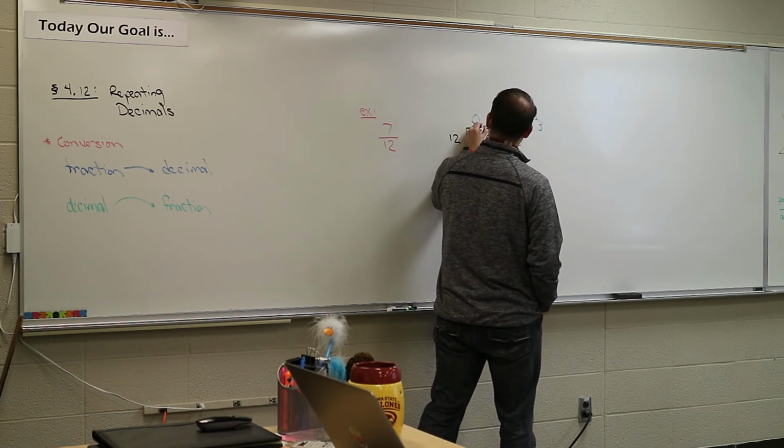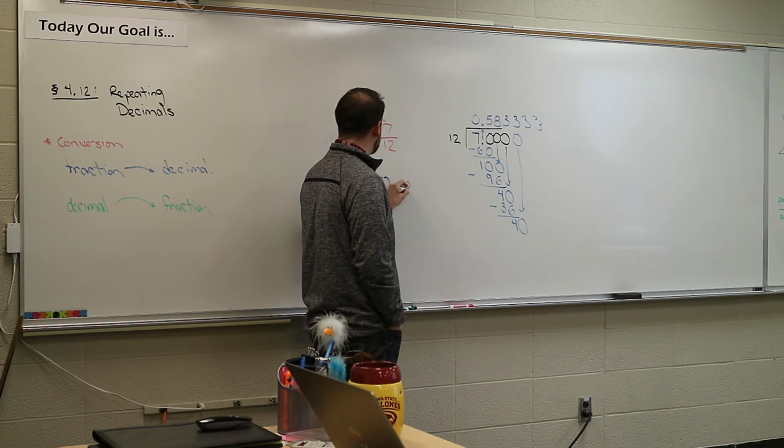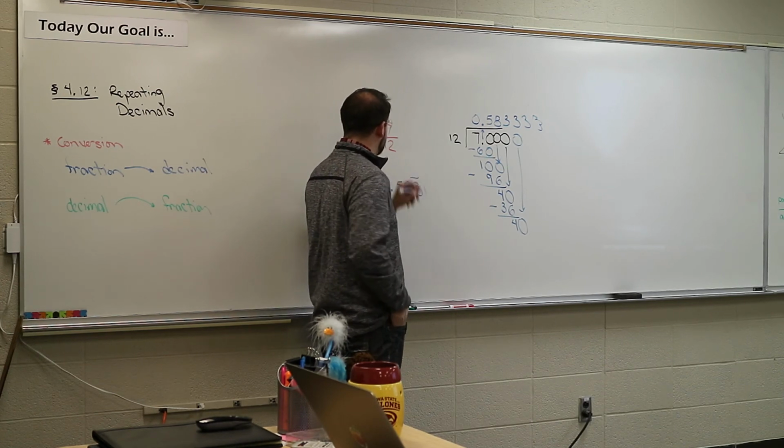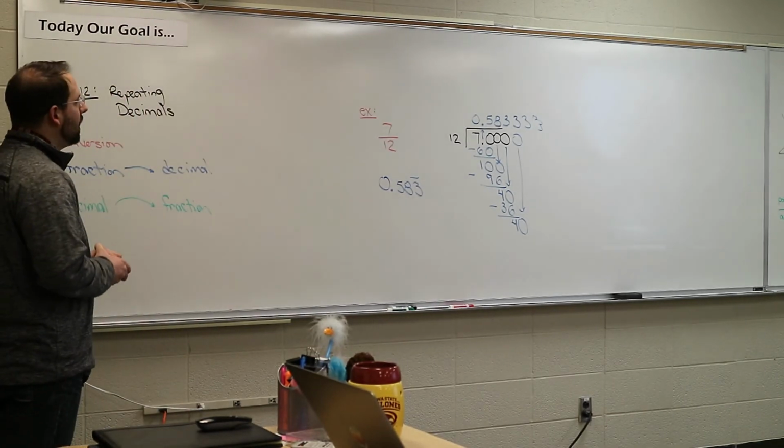This decimal will come straight out. So the answer we're looking for is this: 0.58, and the 3 was repeating, because you already noticed that it was going to be a 3 repeating. Okay, got it? Okay, not bad.